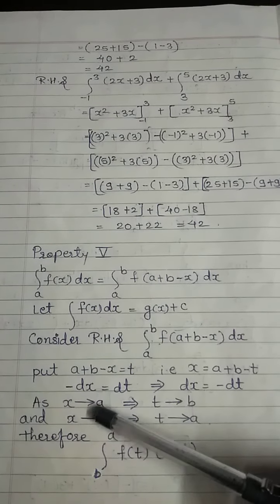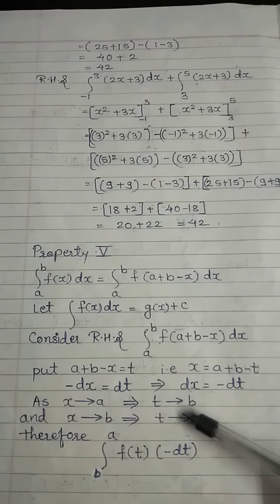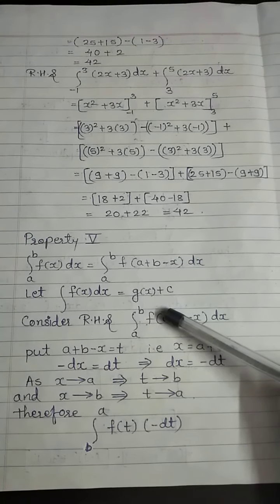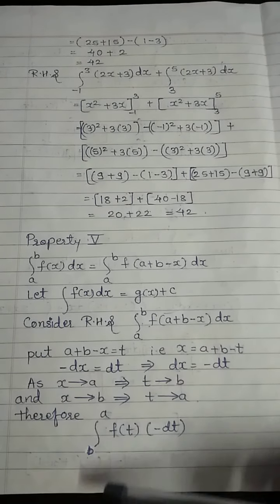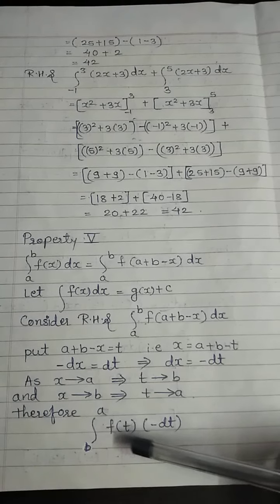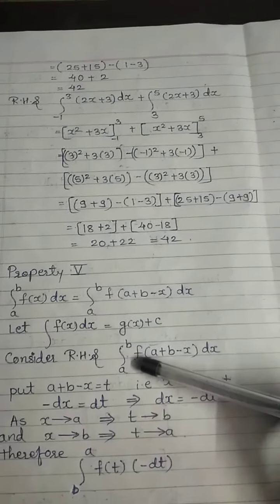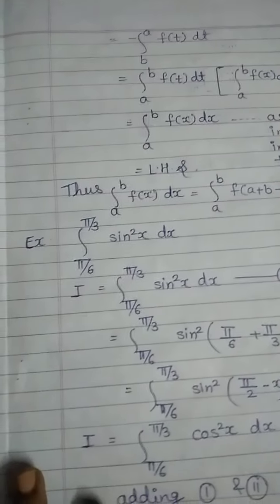Now as x tends to a, t will tend to b, and as x tends to b, t will tend to a. Therefore we will replace this integration from variable x to variable t. So here we will get integration b to a f of t minus dt. Now suppose we write this minus sign before the integration, then we will get minus integration b to a f of t dt.